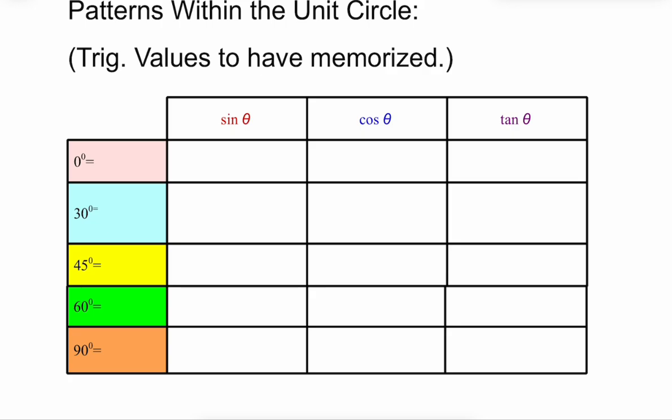Now remember, on the unit circle, the sine is our y, the cosine is our x, the tangent is y over x. Now let's do the radians. Remember, this is 0 radians. 30 pi over 180 reduces down to pi over 6. 45 pi over 180 reduces down to pi over 4. 60 pi over 180 is pi over 3. 90 pi over 180 is pi over 2.